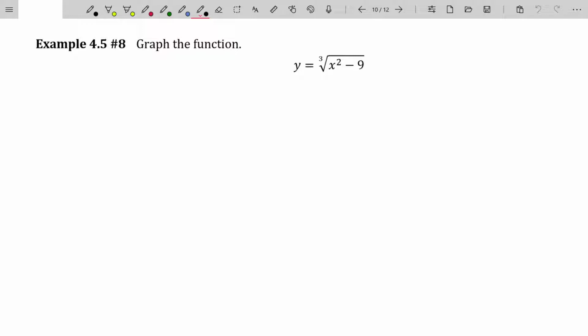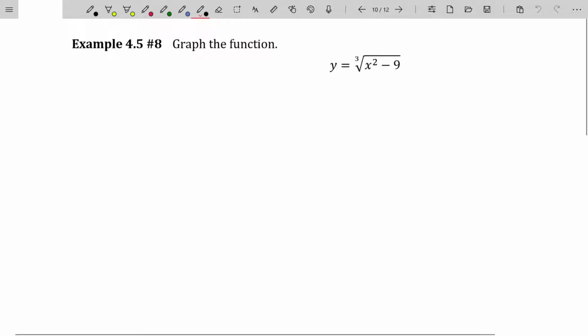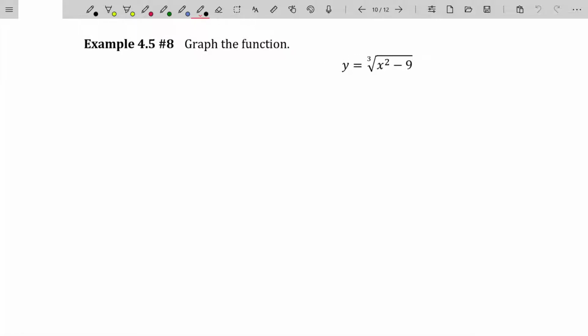In this problem, we're being asked to graph y equals the cube root of x squared minus 9. Very interesting function, actually. So let's start with the simple stuff from good old elementary algebra, the y-intercept. If you let x equal 0, what happens? You would get the cube root of negative 9, whatever that is. By the way, the cube root of negative 9 is the negative cube root of 9, or negative 9 to the 1/3 if you want to write it that way.